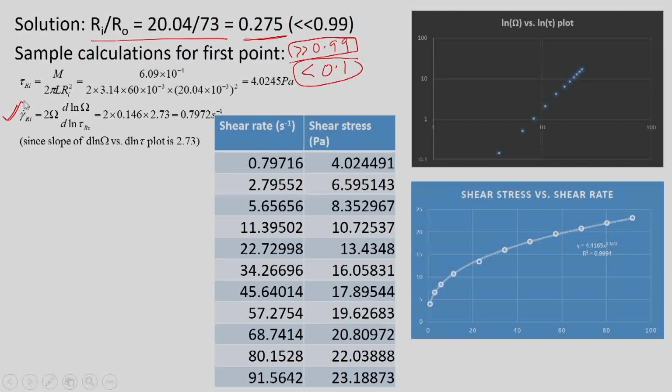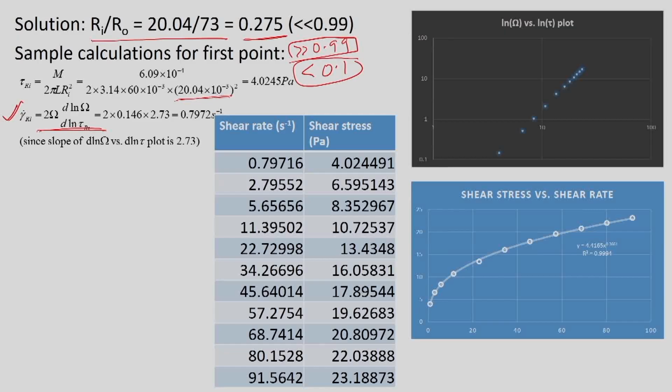Gamma dot R_i is equal to 2 omega d ln omega divided by d ln tau R_i. So, tau R_i is M_i by 2 pi L R_i square. So, M for the first data point is 6.09 into 10 power minus 4 Newton meter, 2 pi is 3.14, L is 60 mm, so 60 into 10 power minus 3, and R_i is 20.04 mm.